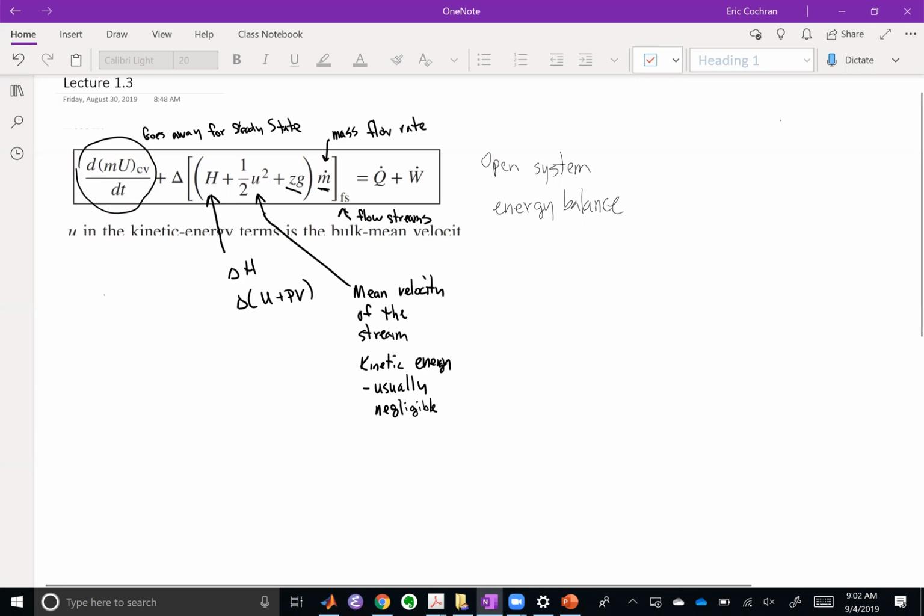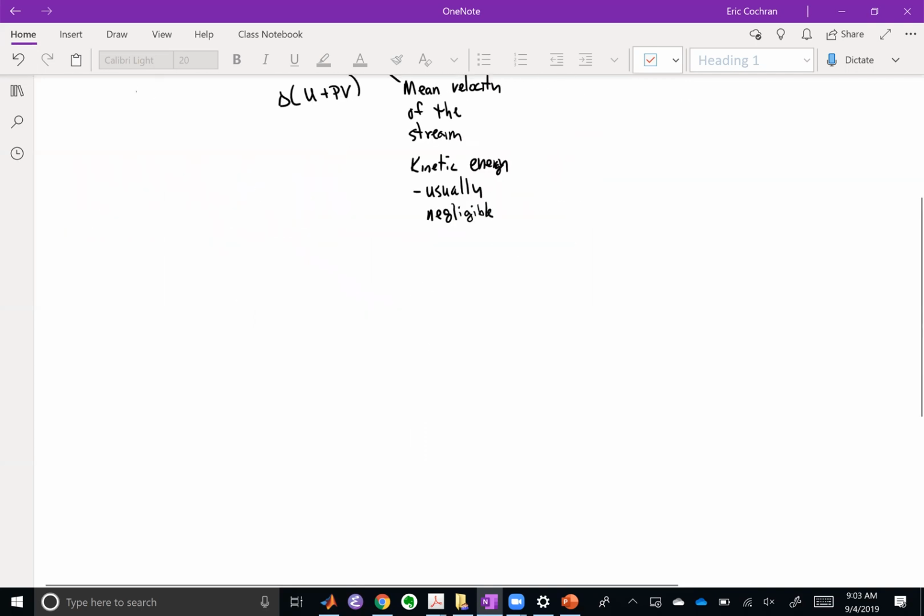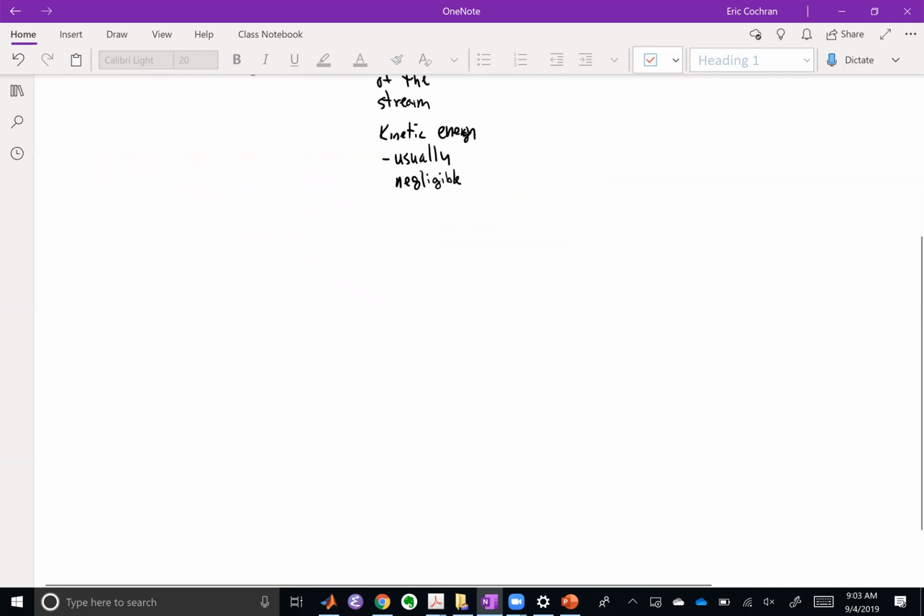Okay, so we finished a few days ago, and it seems like forever ago now, reminding you all of what the open system energy balance looked like and identifying some of the terms. So there they are again. So let's look at a quick system that uses those.